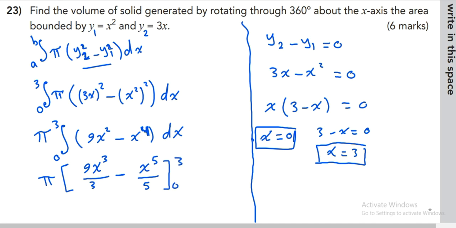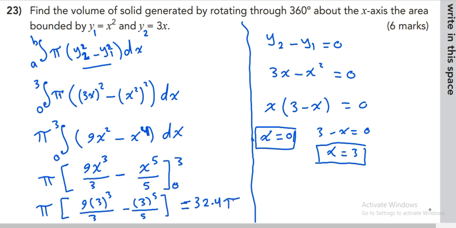Here mentally we can cancel substituting by the number 0 because it will give 0. So we'll substitute by only one value, which is 3. 9 multiply 3 to the power of 3 divided by 3 minus 3 to the power of 5 divided by 5. Using calculator, you will get the value of this question, which is 32.4, and don't forget it's multiplied by pi.